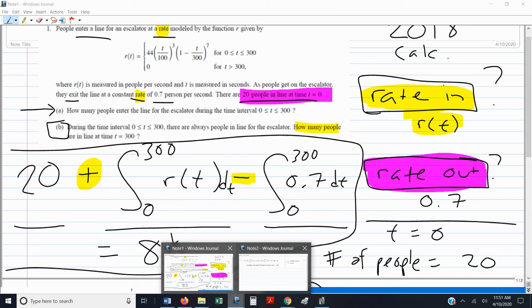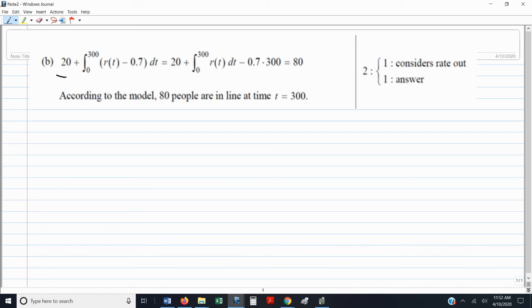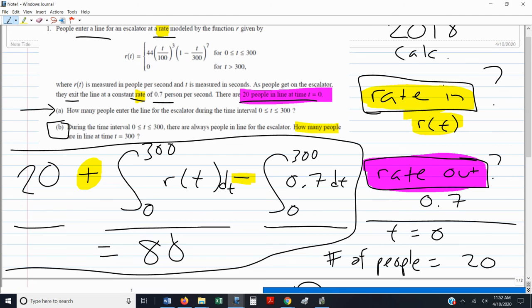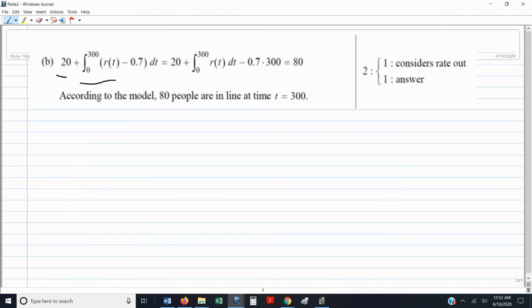Okay, so two things. Here's the rubric. You can see the 20, you can see the plus sign 0 to 300 r of t minus the 0.7. So they actually wrote it as one integral where we had it as 2. Either way is fine. You can see that they got the answer of 80. So they got a point for just thinking about the rate out. I think if they could see that 0.7 in there somewhere, and then a point for the answer of 80. Again, you do not need to write that sentence, but you can. It's not a bad sentence. According to the model, 80 people are in line at time t equals 300.